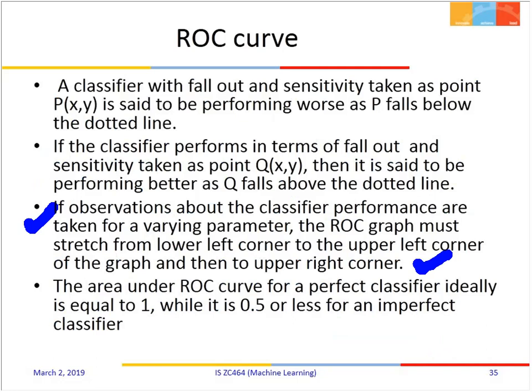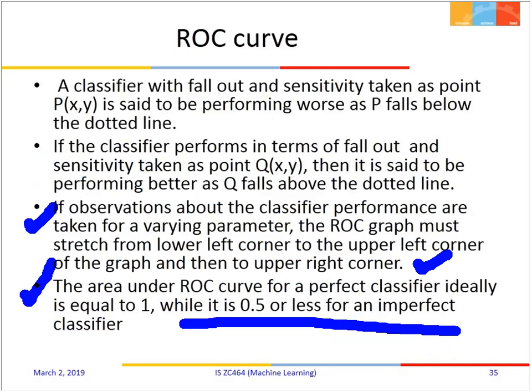And the area under the ROC curve for a perfect classifier is ideally equal to 1, while it is 0.5 or less for an imperfect classifier, right? So when you work on any machine learning project, you try to make use of these performance metrics to showcase the abilities of your classifier, how good the classifier is.